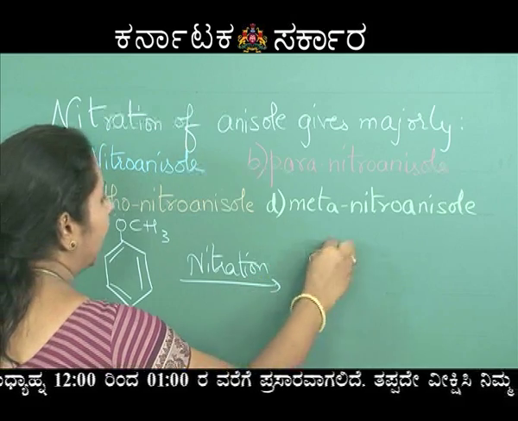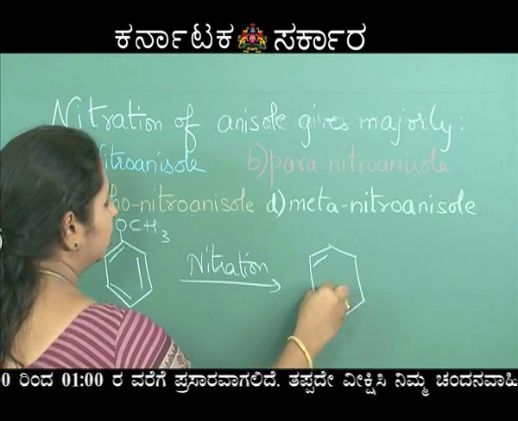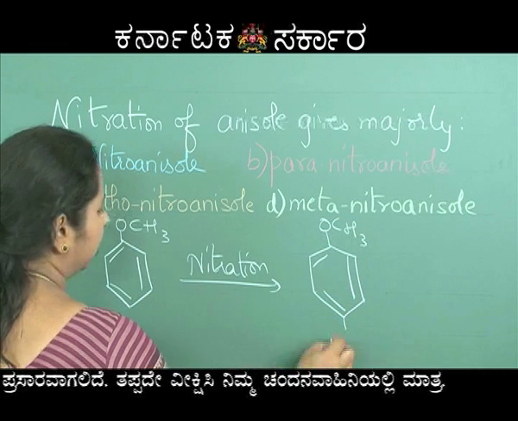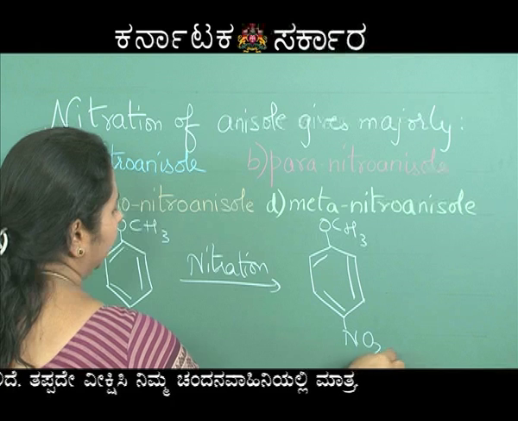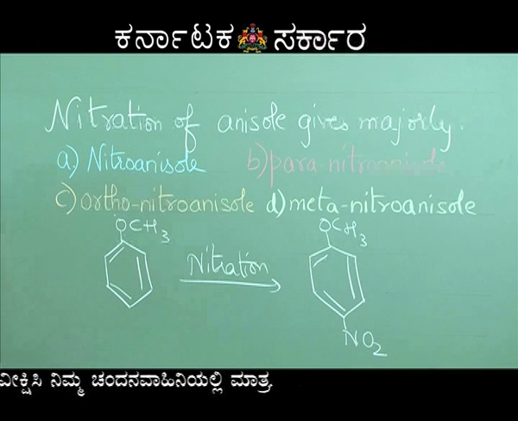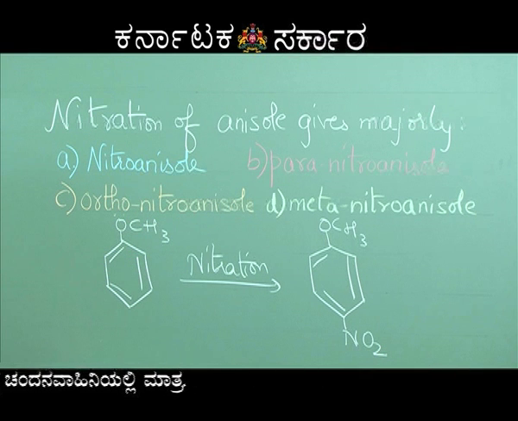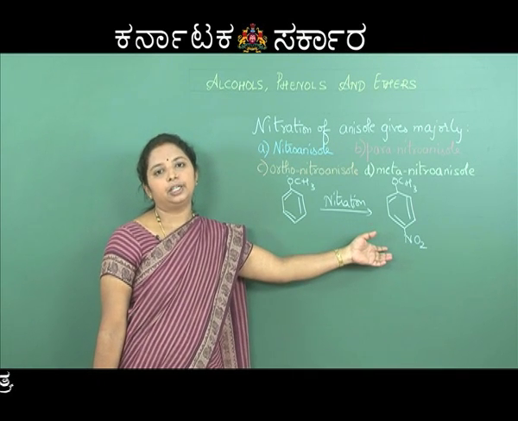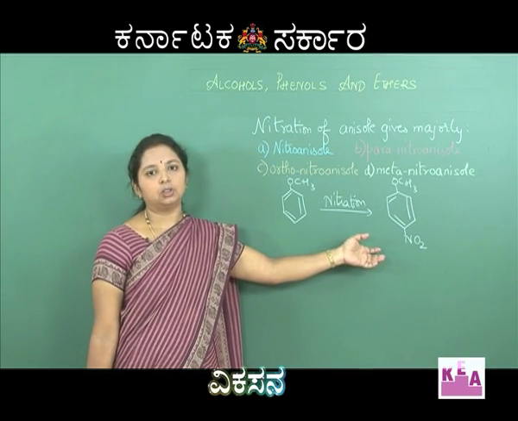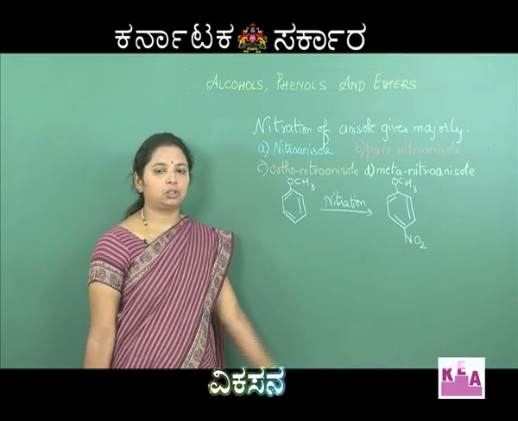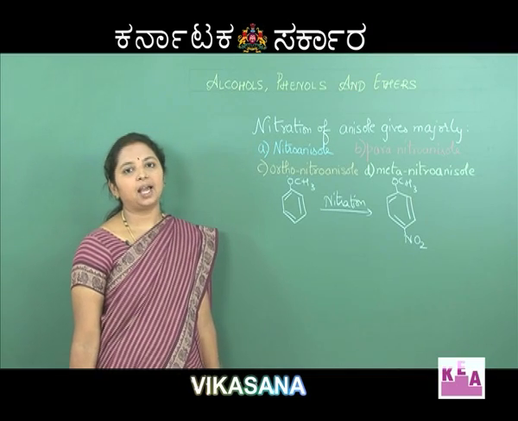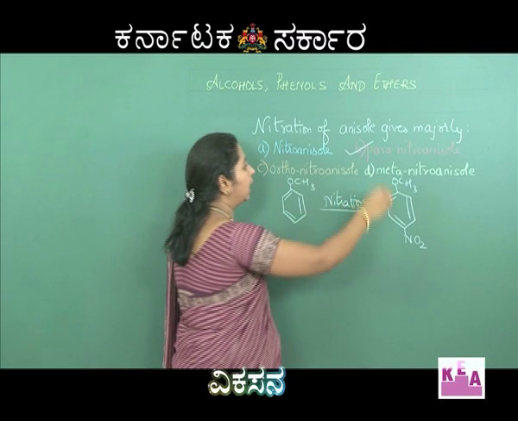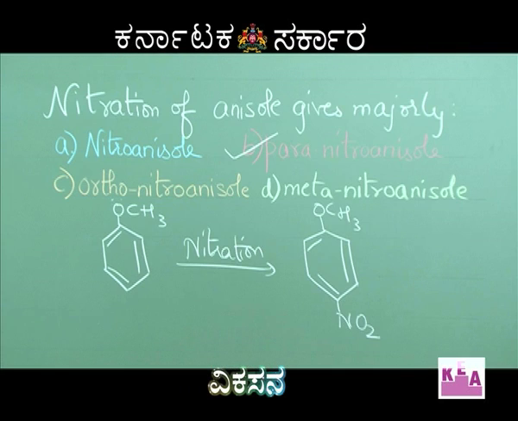So this will undergo nitration to form para-nitroanisole. Whenever you are solving such types of reactions, please find out whether it is an ortho and para directing group or a meta directing group. Now we know the reaction. Looking at the reaction, which is the major product? It is the para-nitroanisole. So which is the correct option? Option B, para-nitroanisole, is the correct answer for this reaction.